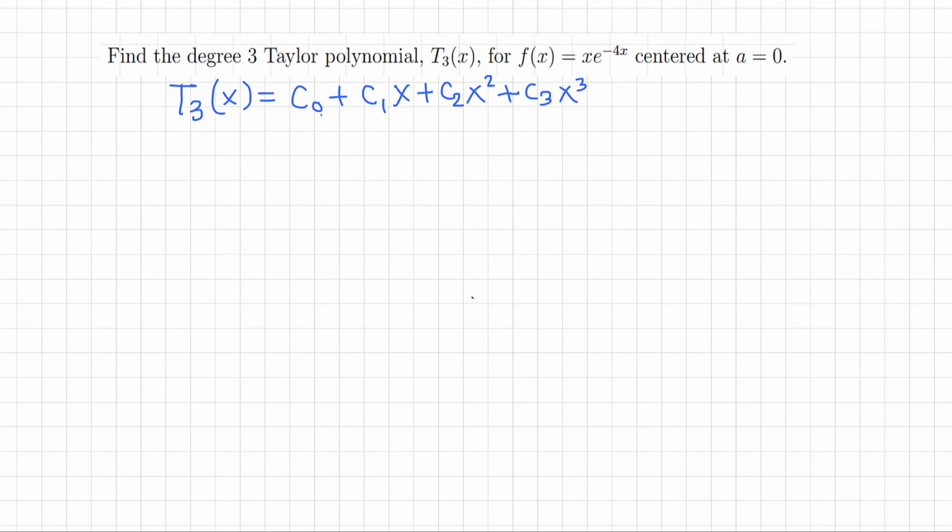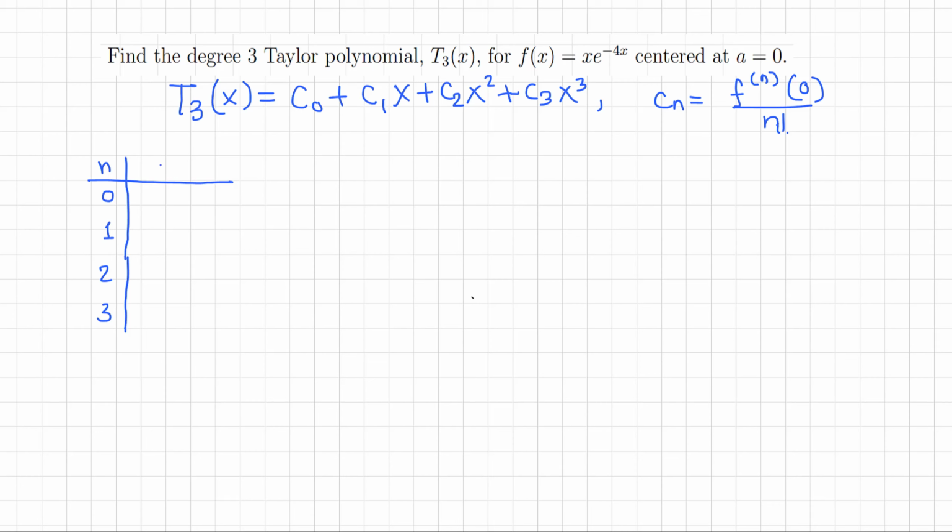And where these coefficients are found by the formula, the cn's: we find the nth derivative of the function. For c0, it would be the 0th derivative. Evaluate at the center, which is 0, and divide by n factorial. Okay, so in this case, we need to find 4 constants. So let's make a table where we take n in the first column, so n equals 0, 1, 2, 3.